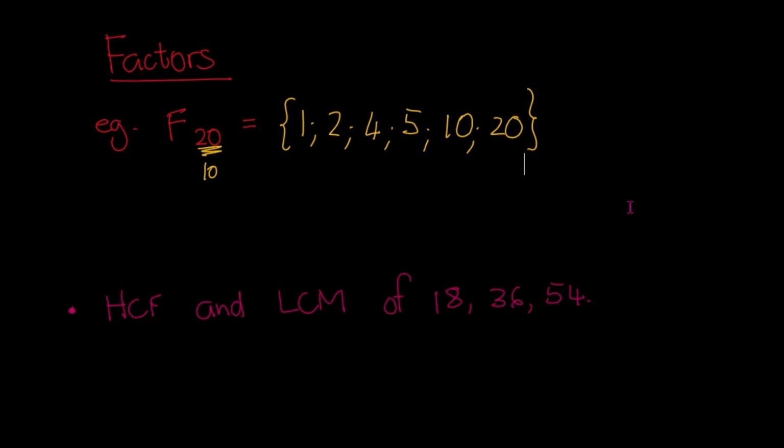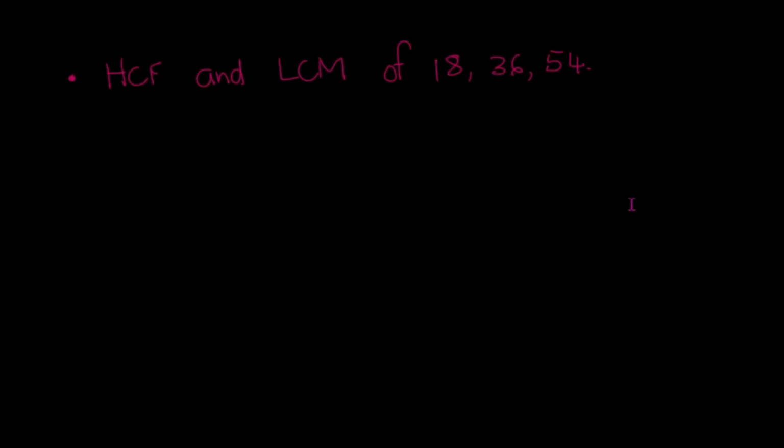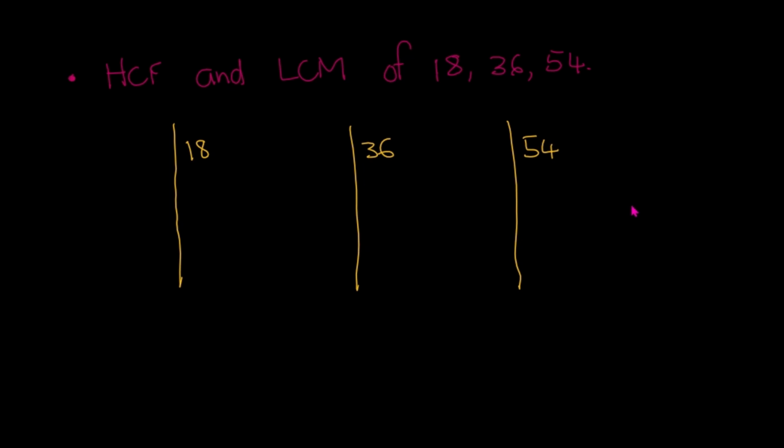Okay, then we're going to find the HCF and LCM of 3 numbers. Now, to do this, I'm going to show you the ladder method, where we have 3 ladders with these 3 numbers. So I've got 18, and I'm going to create a ladder for 18. Then 36, and a ladder for 36, and 54, a ladder for 54. So let's start with 18.